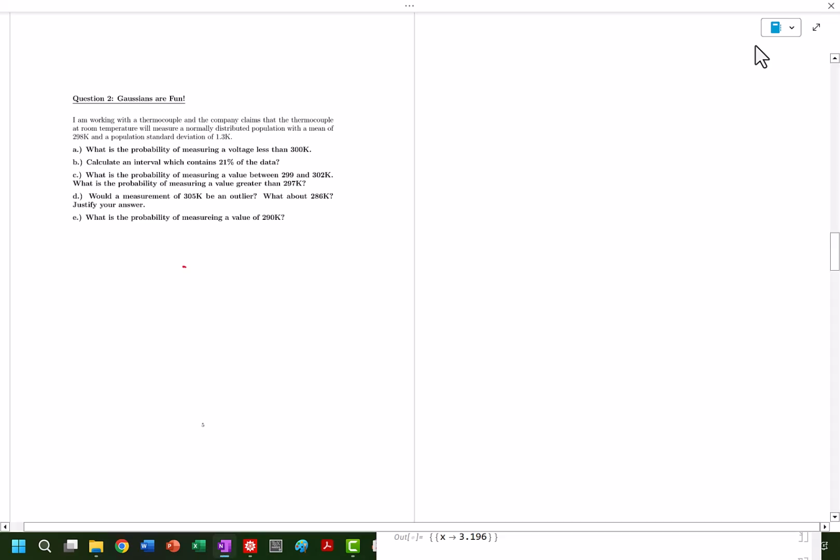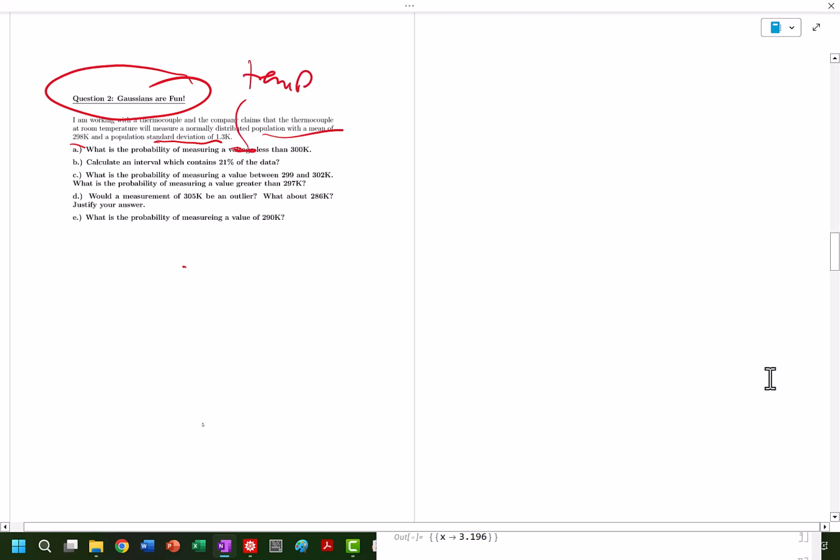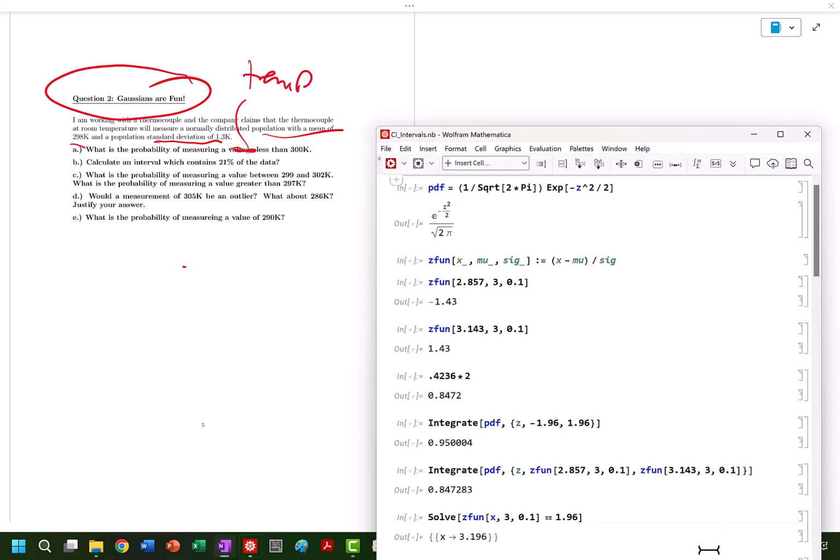All right, so let's go ahead and move on to problem 2. Gaussians are fun. It's debatable, but anyways, so we have a normally distributed population with a mean of 298 and a standard deviation of 1.3. What is the probability of measuring a voltage? Ooh, should not be voltage. Temperature. Temperature less than 300 K.